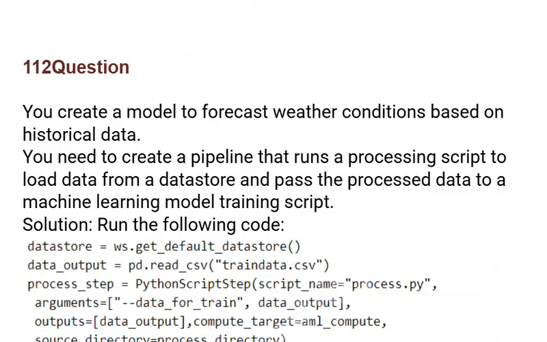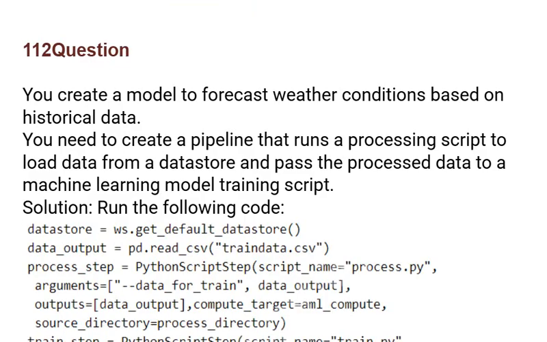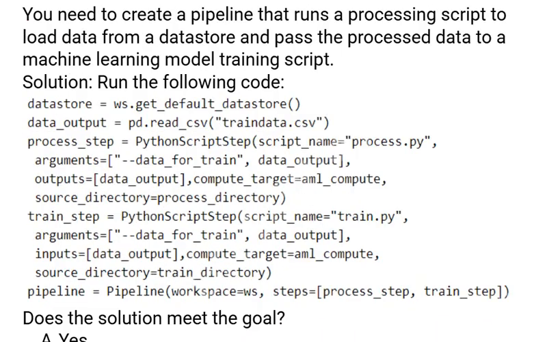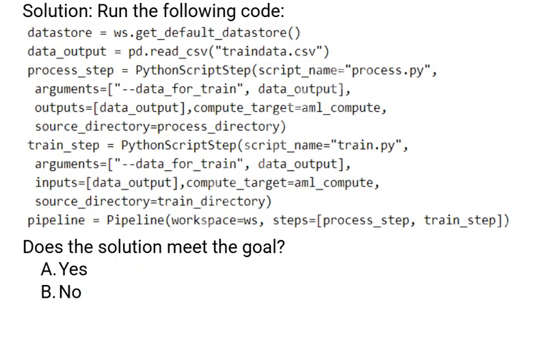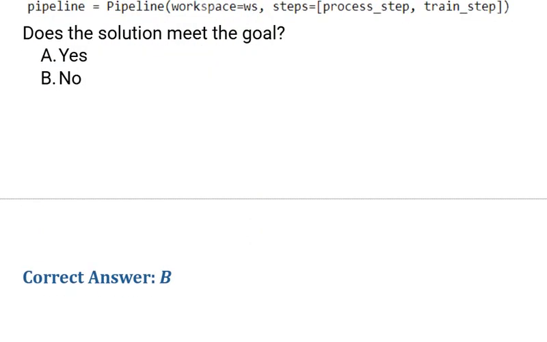Question is, you create a model to forecast weather conditions based on historical data. You need to create a pipeline that runs a processing script to load data from a data store and pass the processed data to a machine learning model training script. Solution: run the following code. Does the solution meet the goal? Options are yes or no. Correct answer is option B, no.